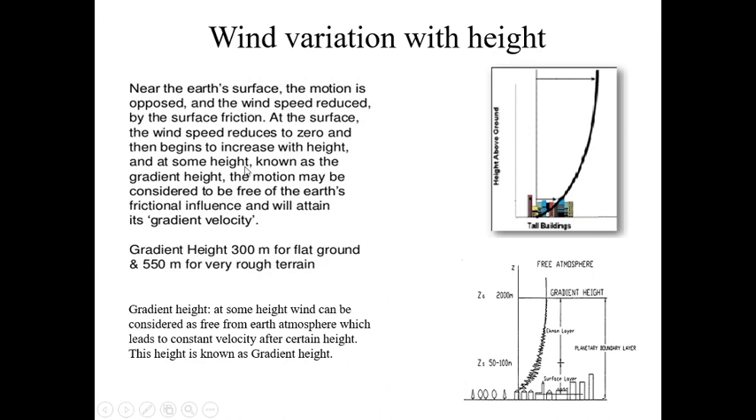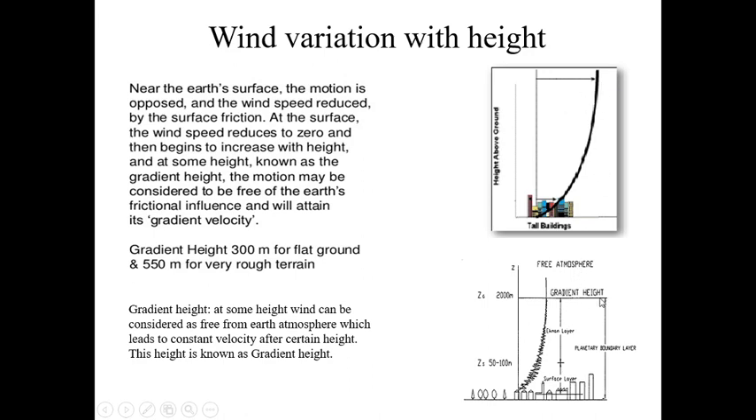But while designing the tall structure, we should always consider the effects of the wind. So here it is defined as: near the earth's surface, the motion is opposed due to the surface friction, the wind speed is reduced, and therefore we can see that at the lower surface or at the earth's surface there is the zero wind effect. But as the height goes on increasing and it reaches a gradient height, the effect of the wind is maximum.